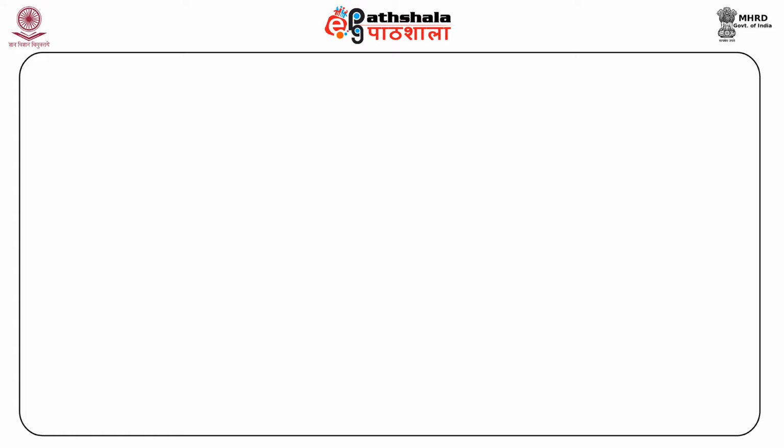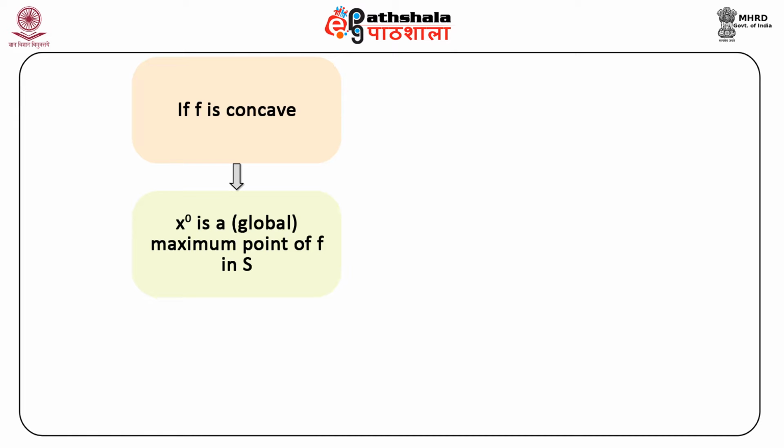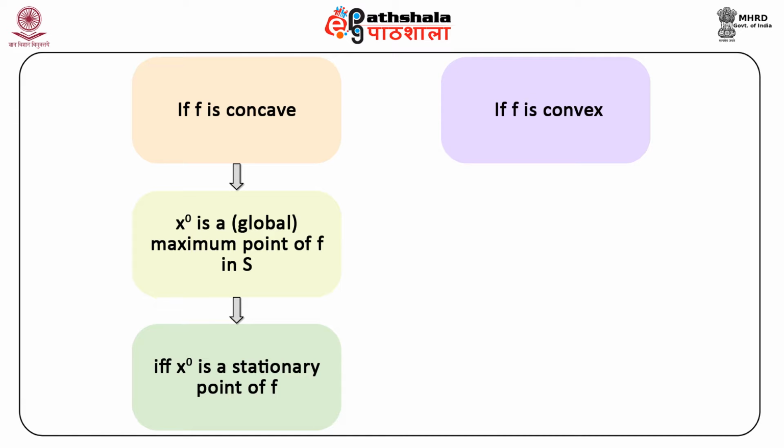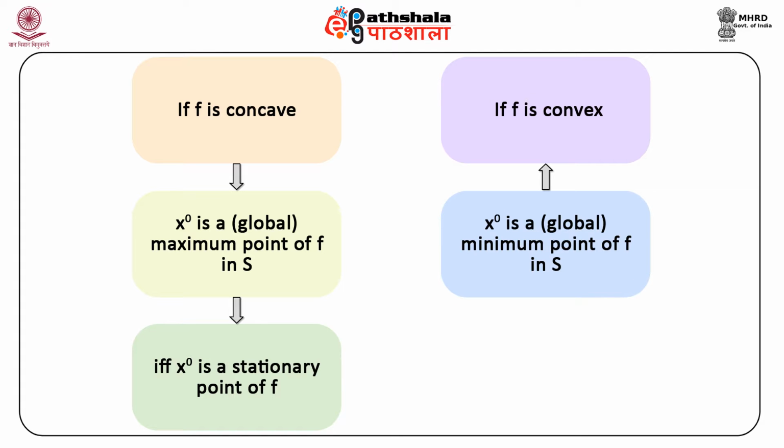Now, if f is concave, then x0 is a global maximum point of f in S if and only if x0 is a stationary point of f. If f is convex, then x0 is a global minimum point of f in S if and only if x0 is a stationary point of f.